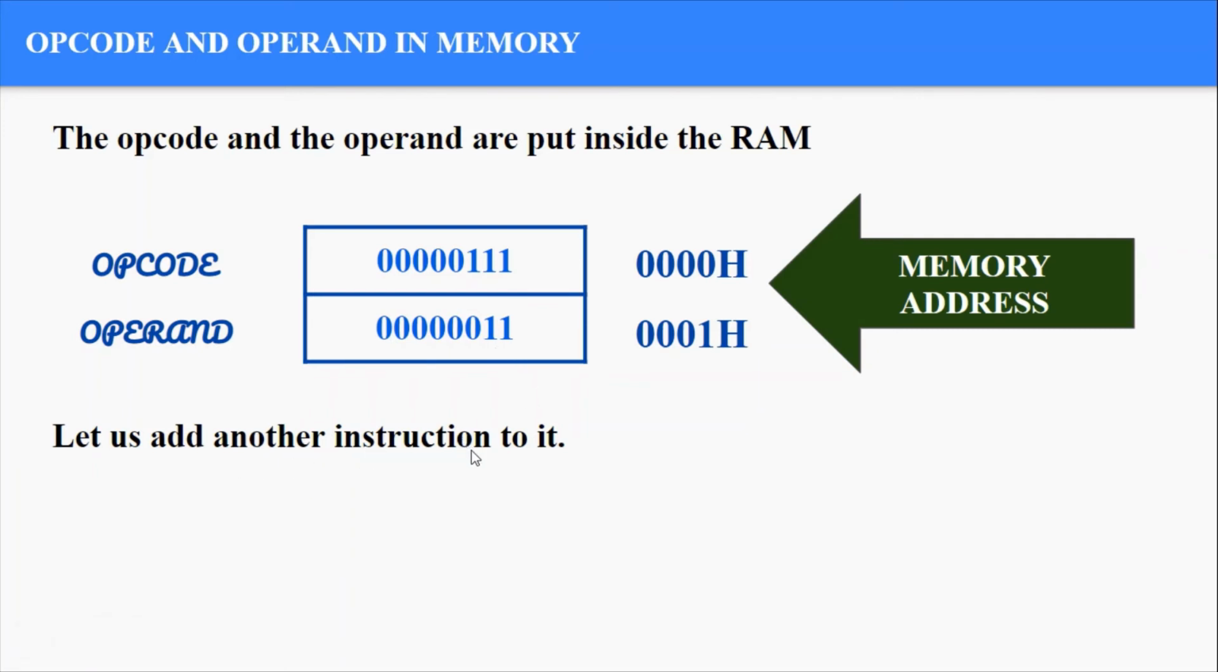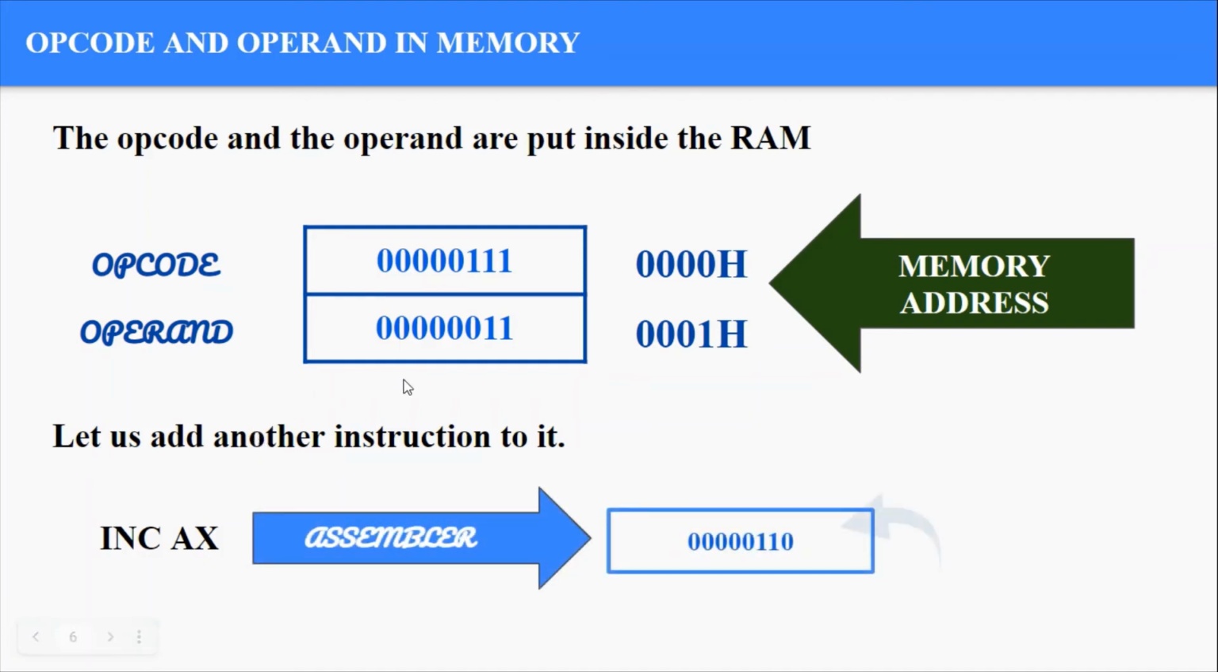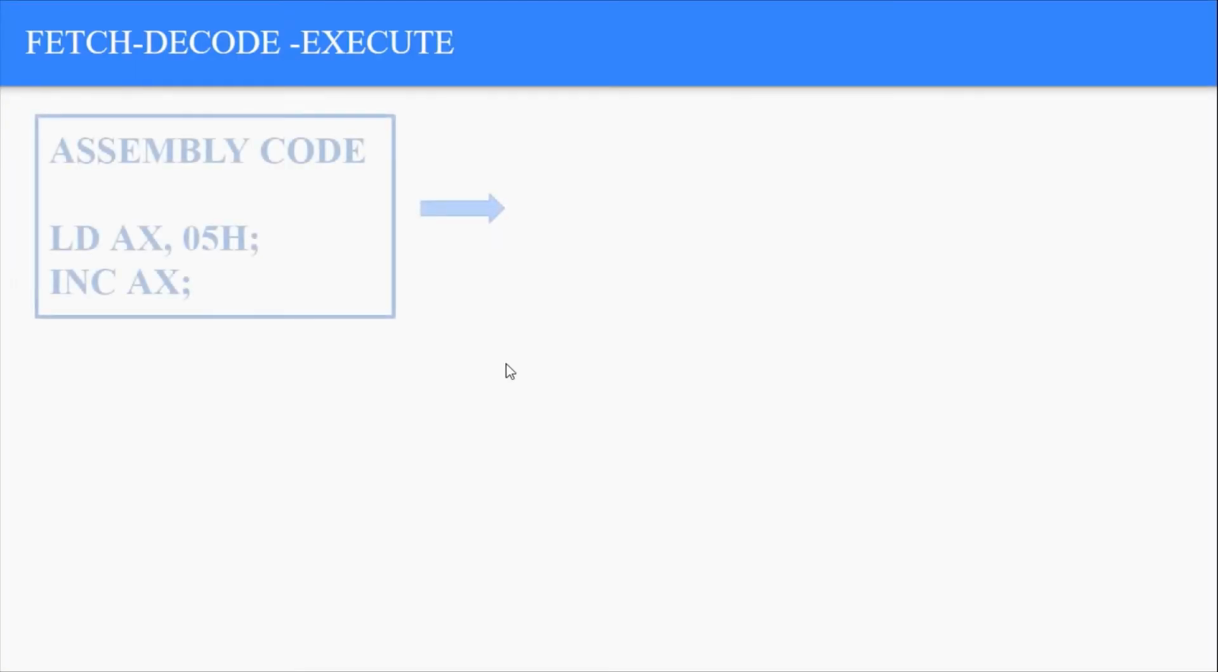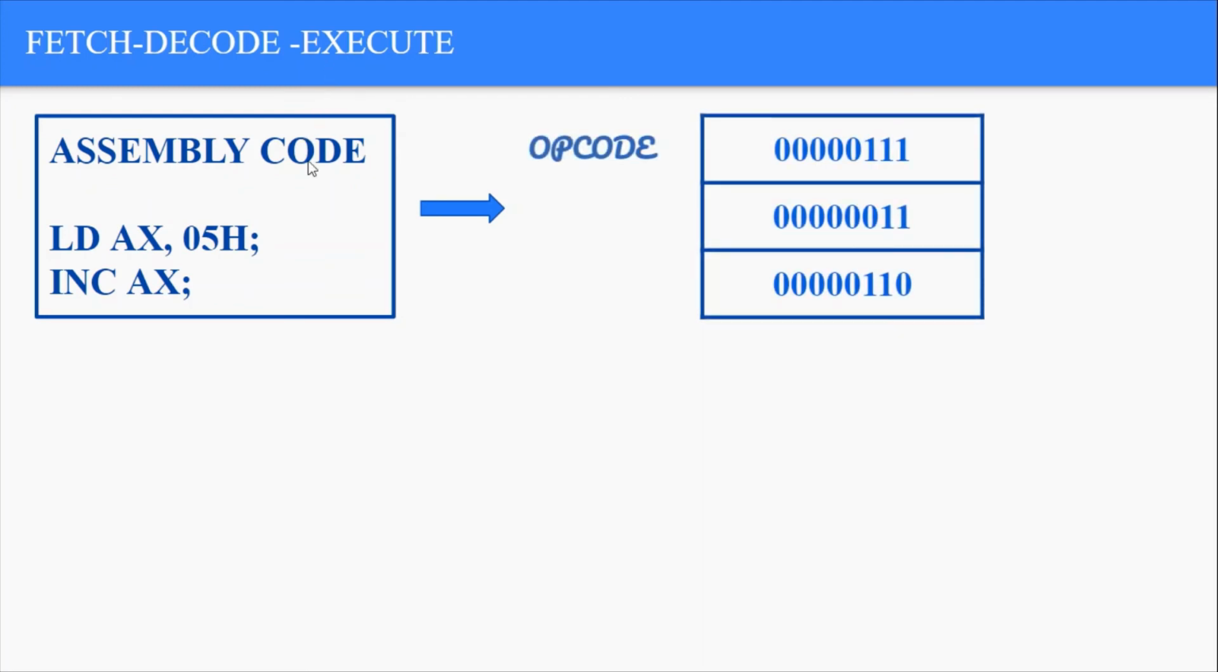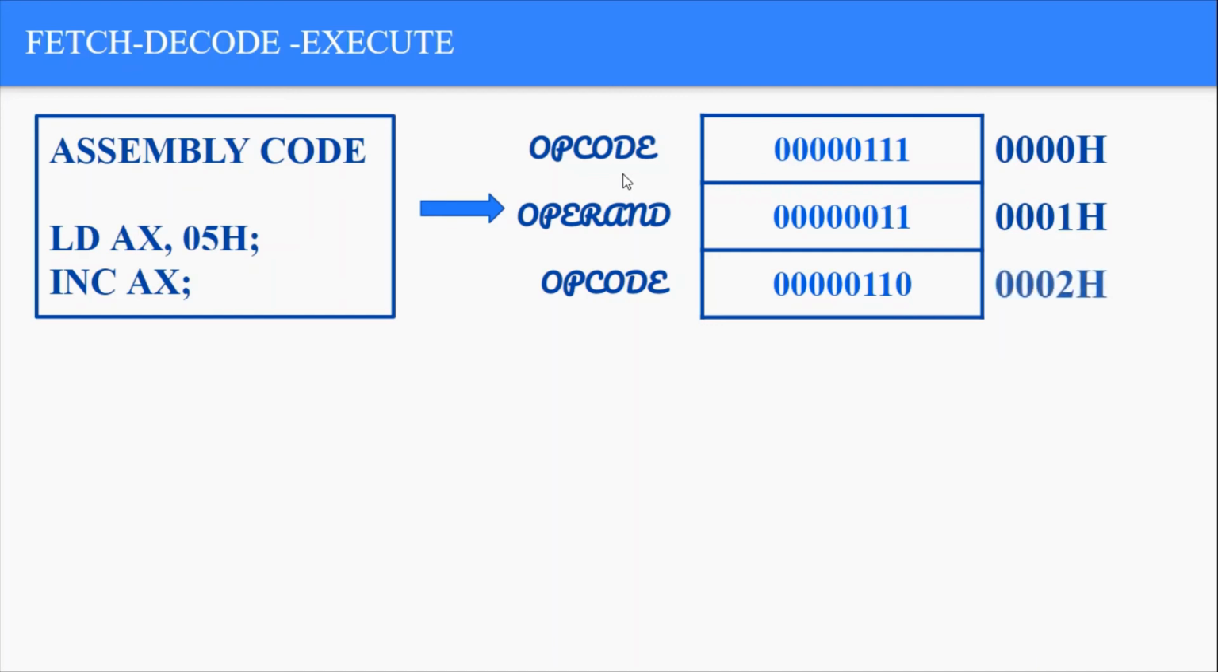Let us add another instruction to it. Increment AX, that is INC AX, means increment the data that is present in the register AX. This instruction has only an opcode and it does not have an operand. Now you can see the conversion of 2 lines of assembly code to binary. You have an opcode, operand, again followed by an opcode, occupying 3 bytes of memory.